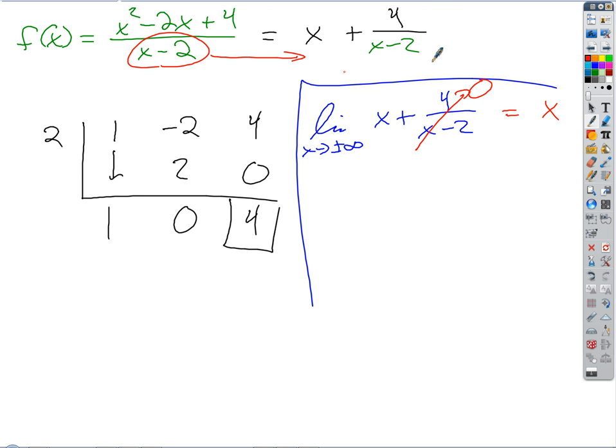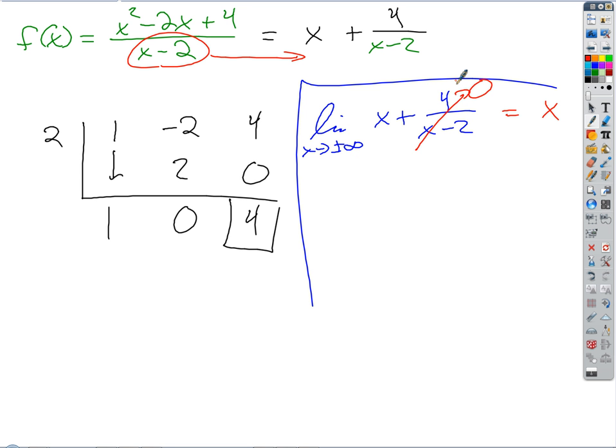So we wrote this as a simplified polynomial plus some remainder, right? Well, when I take the limit of this new function, the limit of x is not going to go away. That's going to be infinite. When x approaches positive infinity, it's going to be positive infinity. When x approaches negative infinity, it's going to be negative infinity. But the limit of this second term, because the bottom is a higher order polynomial than the top, goes away. Everybody agree? Yeah.